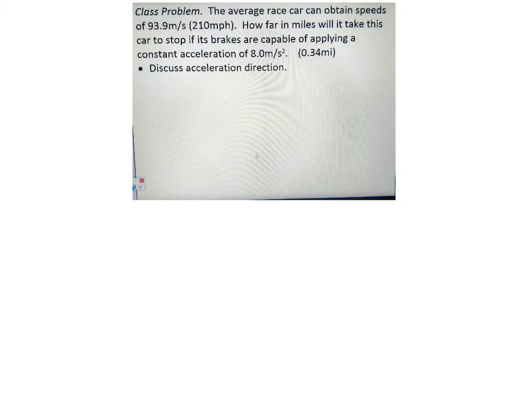This one, average race car goes 93.9 meters per second. How far in miles is it going to take to stop? So if it is going 93.9, how far would it go if it just slammed on the brakes? And then it tells you the acceleration of the brakes. So acceleration is the change in speed of the brakes. It's 8 meters per second squared. So that's our new thing. That's the acceleration. It's 8 meters per second squared. We're looking for how far we're going to go in miles, so we're looking for D.